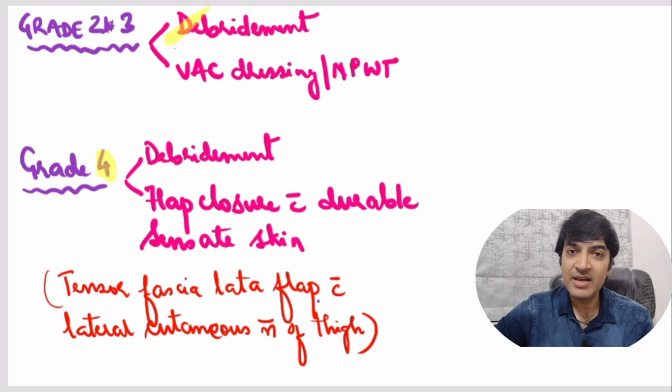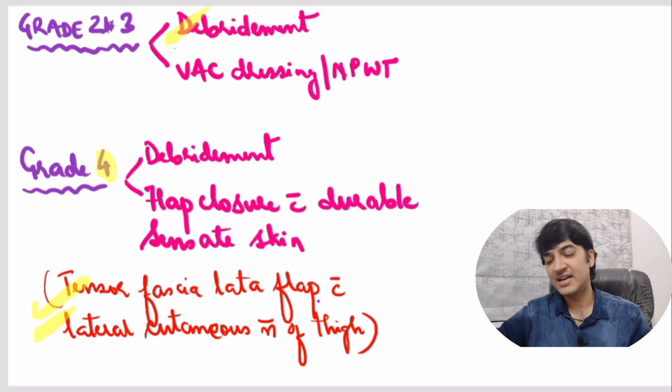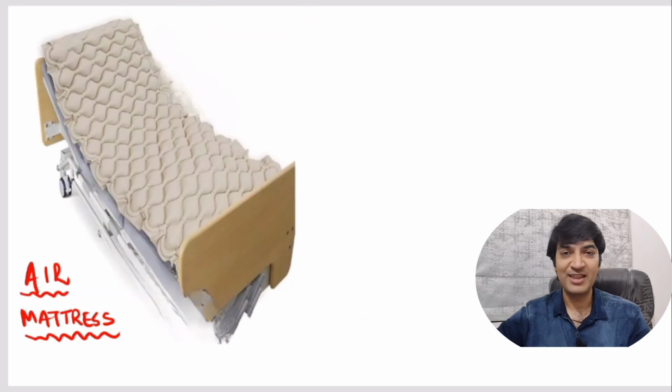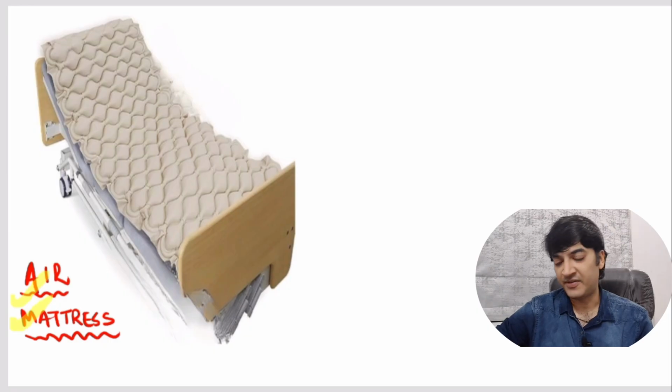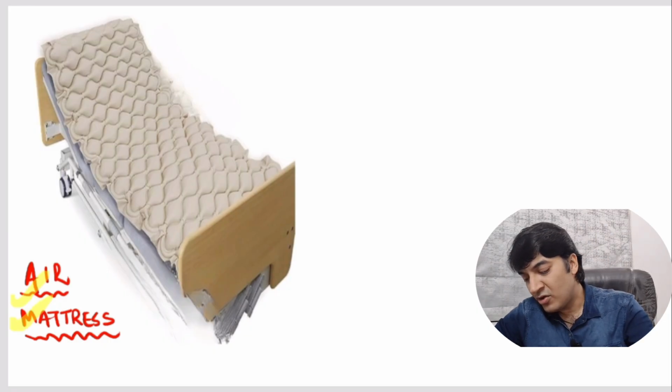Now look at this image. This is your air mattress that I was talking about. You have seen it, right? I'm sure you must have seen it. So this is what is also asked in the examination. What is this? This is a pressure redistribution device. Likewise, we also have water mattresses. Okay. Now we have read the theory.